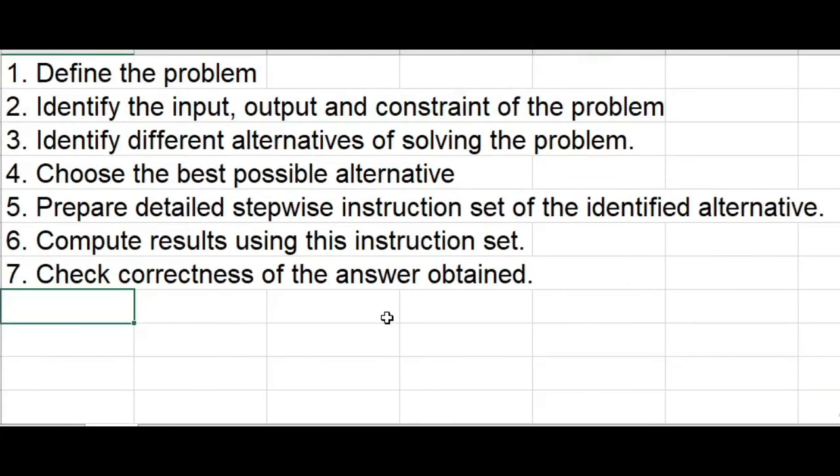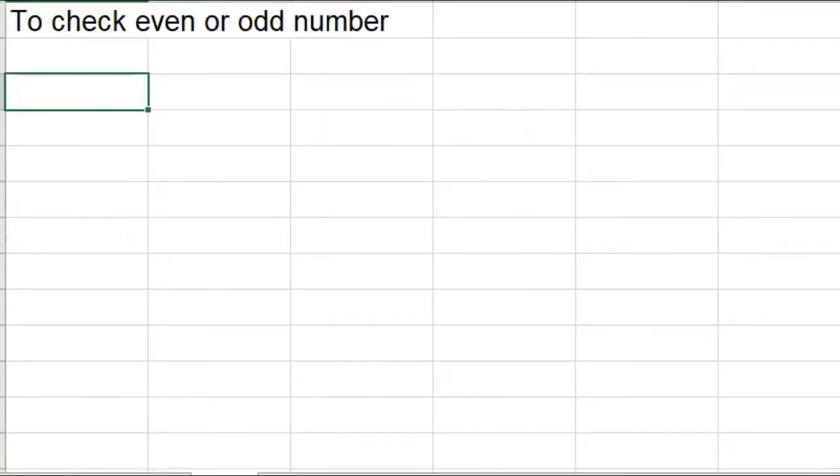Now let's see one example of what an instruction set is. For example, let's check whether a given number is even or odd. So we are going to write an instruction set. This is not a program still. This is only an instruction set in our natural language, that is English. These are the steps that we are going to follow before creating the program. And this instruction has to be converted into any programming language, that is C, C++, Java, or any other programming language that the programmer is going to use.